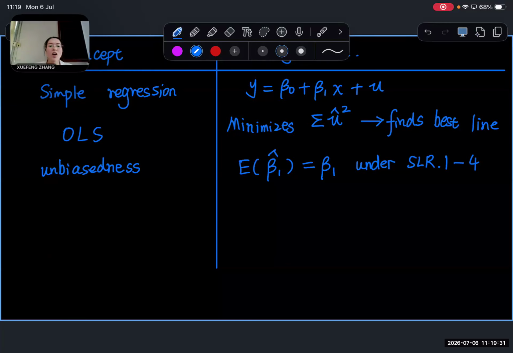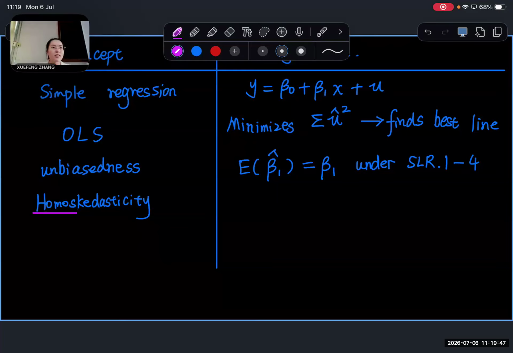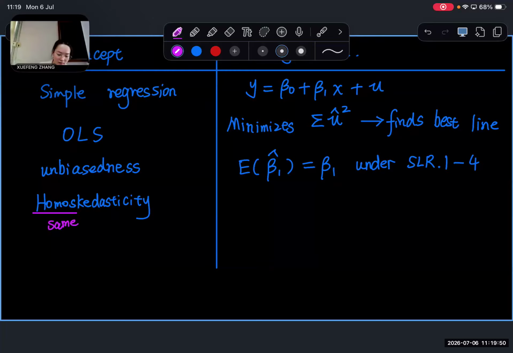Next point, homoscedasticity. I explained this to you in the recording. Homo just means the same, right? Homoscedasticity, what does it mean? It means the variance of mu given x equals sigma square. Sigma square here is the constant term, okay? That means constant spread.